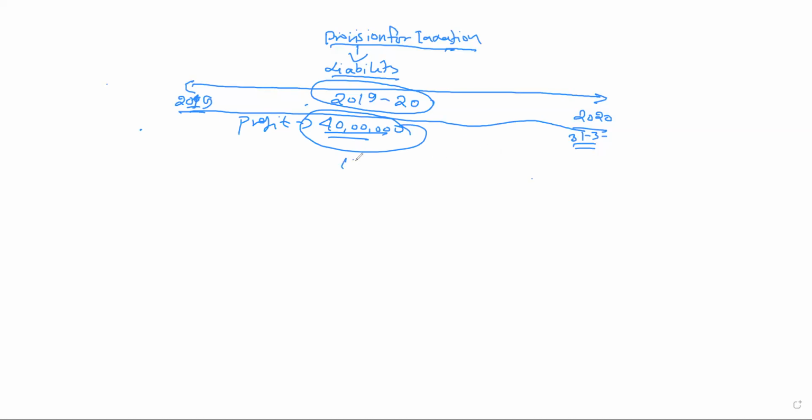So on this, say, if you are to pay a 10% tax, then how much tax will you pay? 40,000 tax you will pay. This tax you will pay in which accounting year? You will pay this in the next accounting year, 2020-2021. Are you getting the point clear?